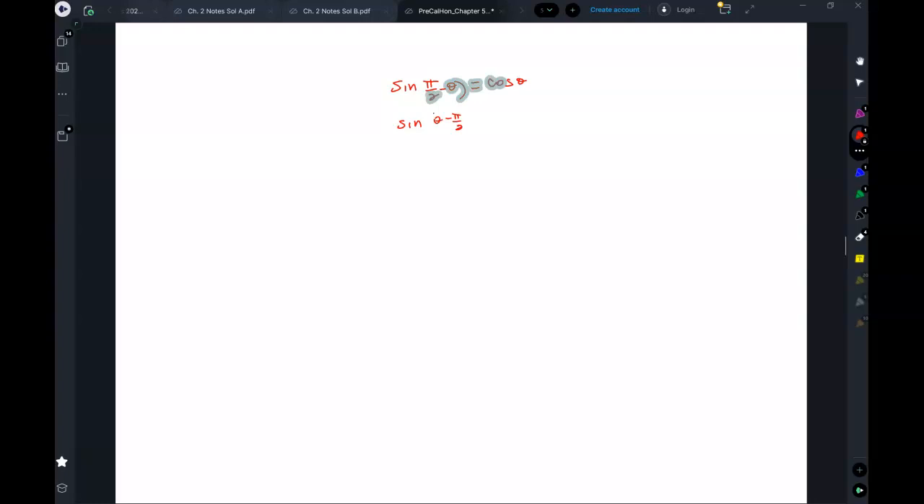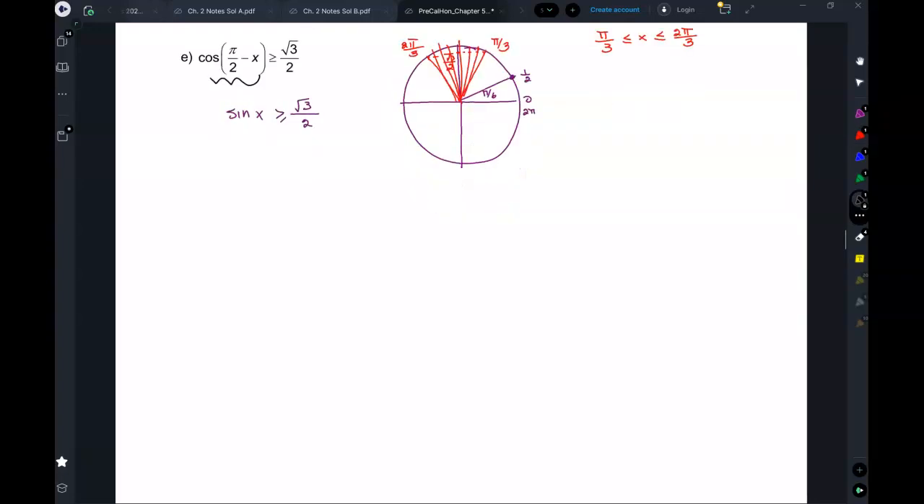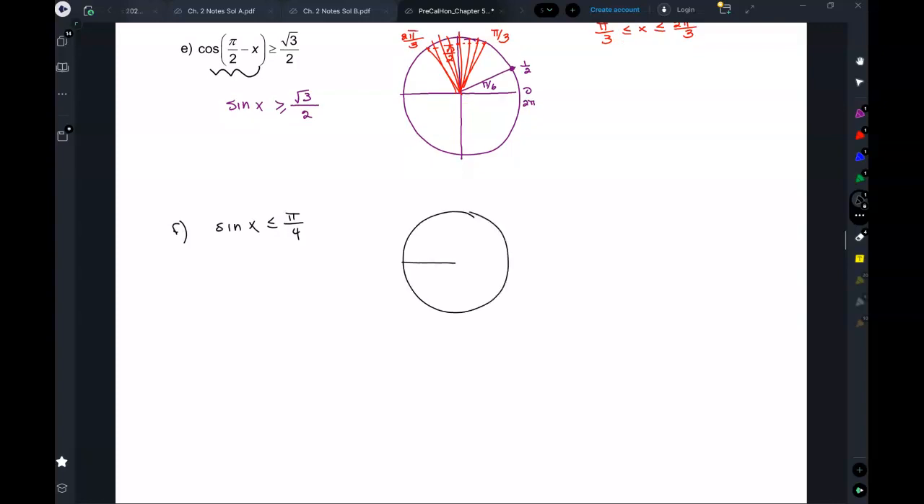Yeah. Now, here's one other thing. Suppose the question asked, this will be like f, sine x is less than or equal to 1 over root 2. Now, sine again is the y value, yeah? So, where will the y value be 1 over root 2? At pi over 4.